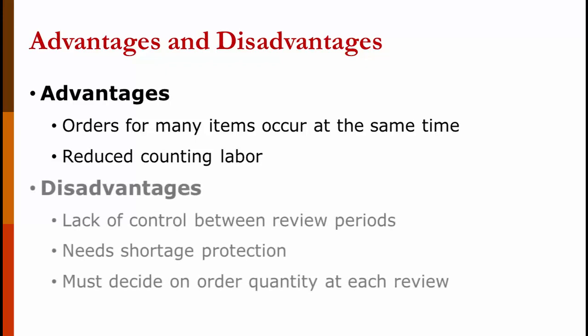The disadvantages are you have a lack of control between review periods. So if you're reviewing every 2 weeks and you run out at the end of 1 week, you don't have any system to deal with that. That means you need to carry extra safety stock to avoid stockouts. And each time you do the count, you must decide on how many you're going to order.